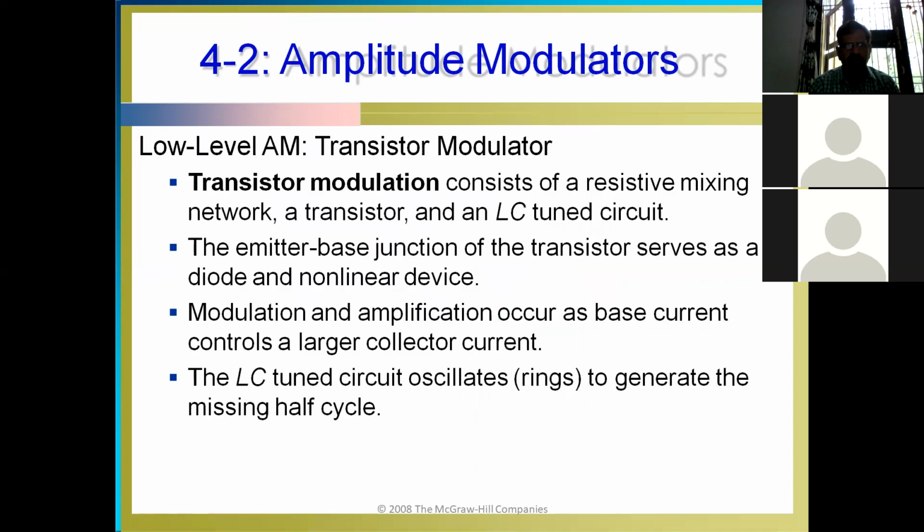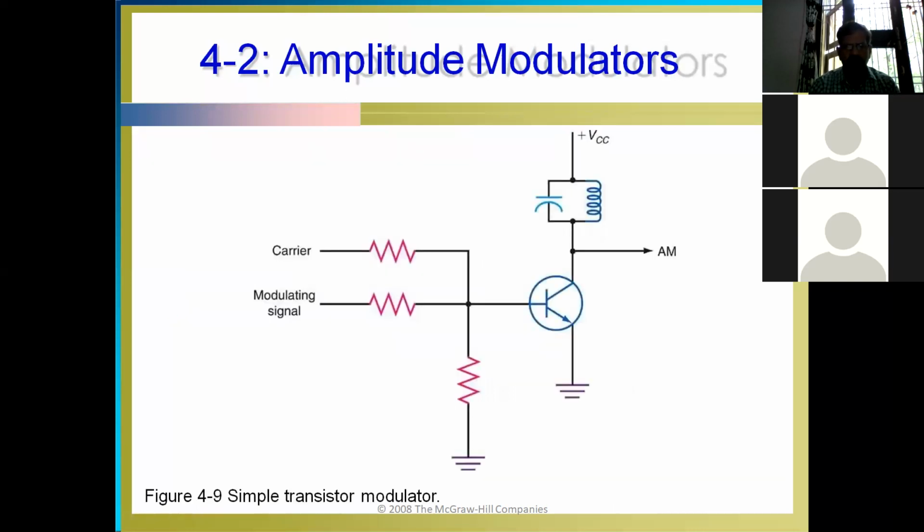So this circuit has a resistive mixing network, a transistor and an LC tuned circuit. The emitter-base junction of the transistor serves as a diode and non-linear device. Modulation and amplification occur as the base current controls a larger collector current. The LC tank oscillates, or rings, to generate the missing half cycle. So this is the working principle of this simple transistor modulator.